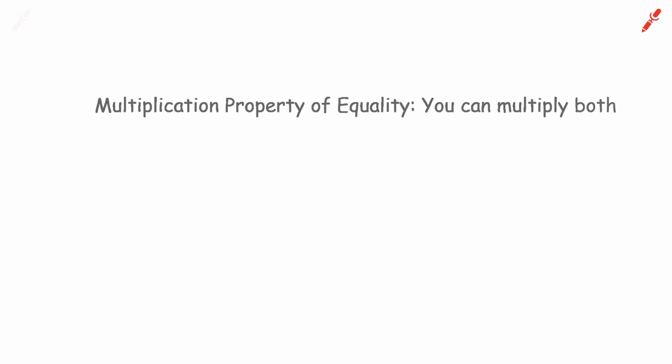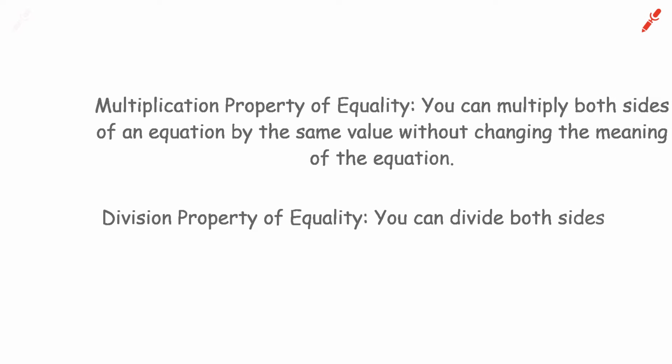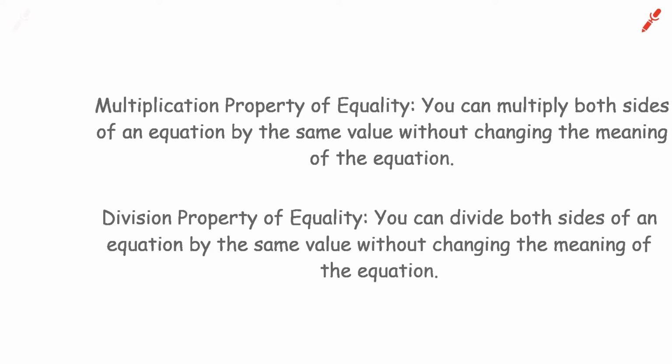Alright, now that you've had a chance to copy down the addition and subtraction properties of equality, we have two more properties of equality we're going to talk about today. The first one is multiplication, which just tells me I'm allowed to multiply both sides of an equation by the same value. The second one is division. The division property of equality very simply states you can divide both sides of an equation by the same value.